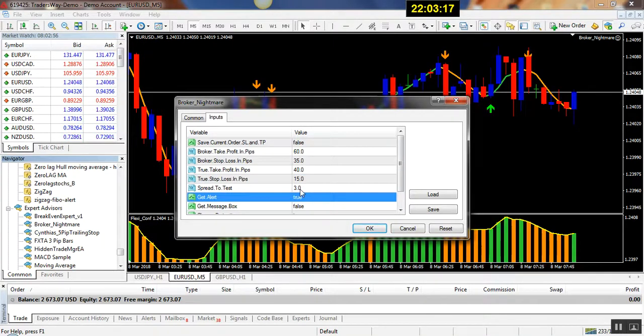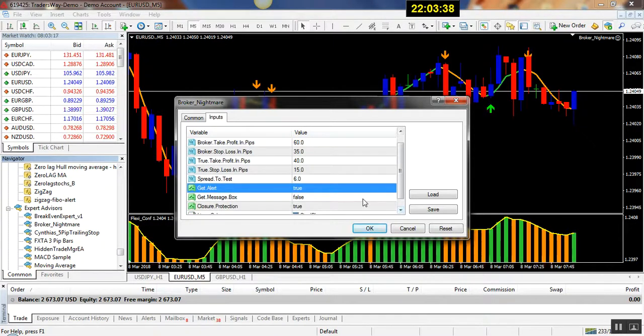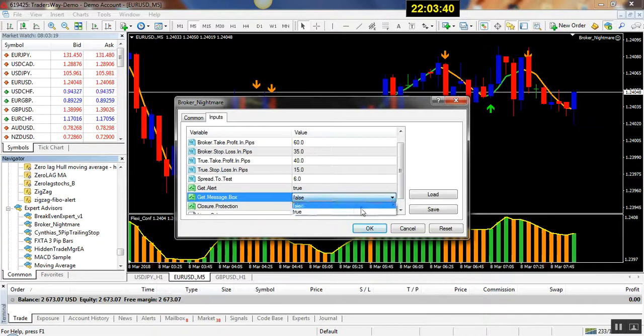Spread to test, this is at 3.0. If you're going to do a pair like the British pound Japanese yen, there's a six pip spread on it. So I'm not trading that right now, but I like to leave this at about a 6 pip spread, even though most of my spreads are 2 and 3. Okay, get alert is true. Get a message box if you want that. You can have that true too.